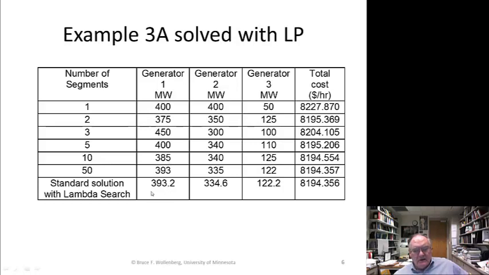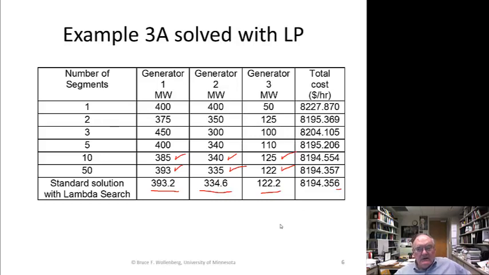Now here's the answer down here. In the bottom rows we have the answer. So this is the final answer: 393, 334, 122. Well, 10 segments were not too bad: 385, 340, 125. If we go to 50 segments, the LP can solve this to 393, 335, and 122, and it's only off in the total cost way out here in the 3rd decimal place. So we can get a very accurate economic dispatch.